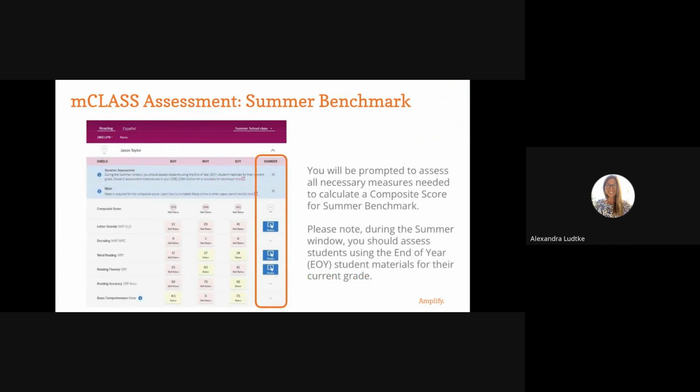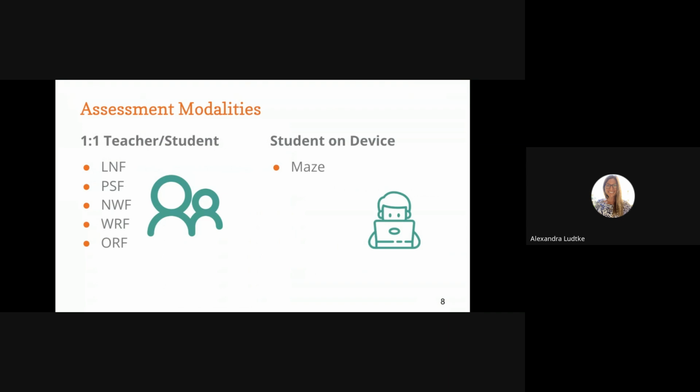Just like in every other time of year, you'll be prompted to assess all necessary measures needed to calculate that composite score. You'll see all of them with that blue button to assess on the teacher device. And during that summer window, you should assess students using the EOY student materials for their current grade. So just a reminder. Again, all assessments are done on a teacher device with the student following along on either a sheet of paper or the assessment booklet, except for Maze. Maze is done online with the student on their own device.